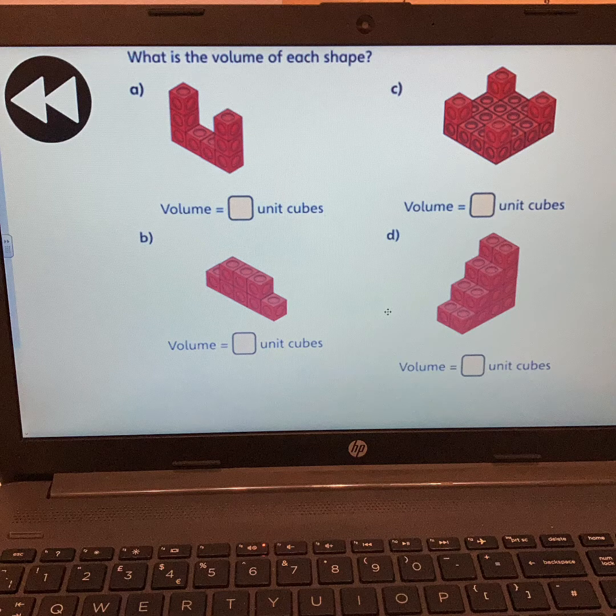D then, might have to do a bit of working out for D. So I look at D and I can see that along the base it's 2 times 1, 2, 3, 4. So that base layer is 8 cubes. The next layer up is 6 cubes. The next layer up is 4 cubes and the top layer is 2 cubes. So I'm going to add these up. So 8 add 2 is 10, 6 add 4 is 10. So altogether 20 cubes or 20 centimetres cubed.